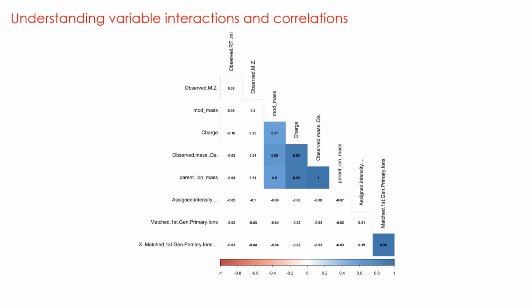Next, we wanted to understand interactions and correlations between each of these variables, and so we used this correlation matrix. As you can see here, any number close to 1 is an indication of a strong correlation. We can see that the observed mass and modified mass have a decent, significant correlation at 0.65. Charge and observed mass also have a good amount of correlation at 0.93. Parent ion mass shares a significant correlation with modified mass at 0.60.